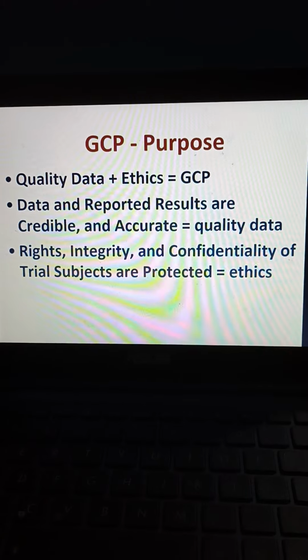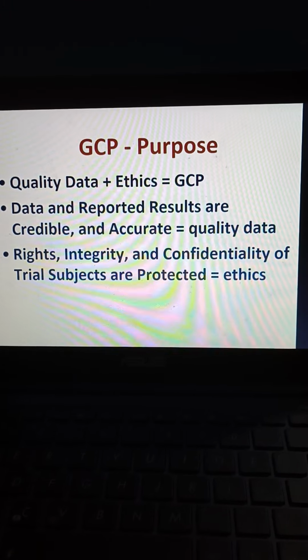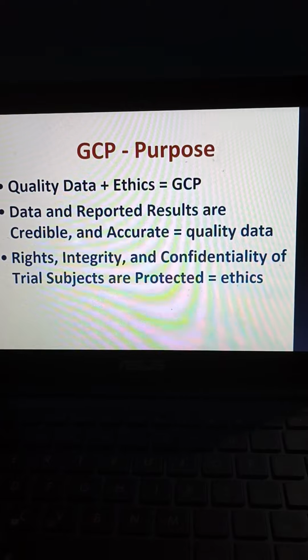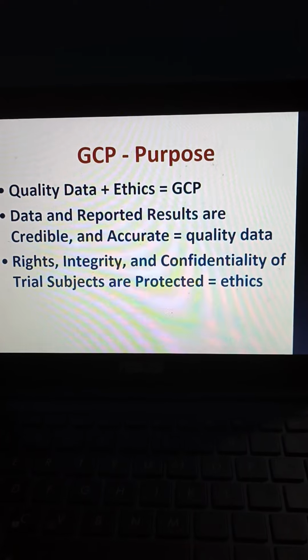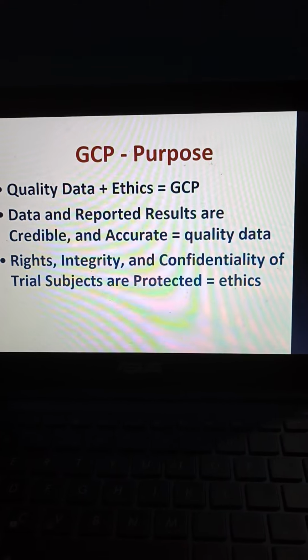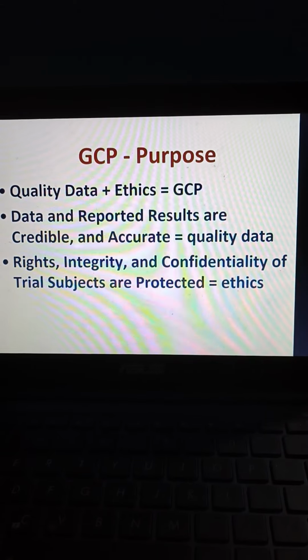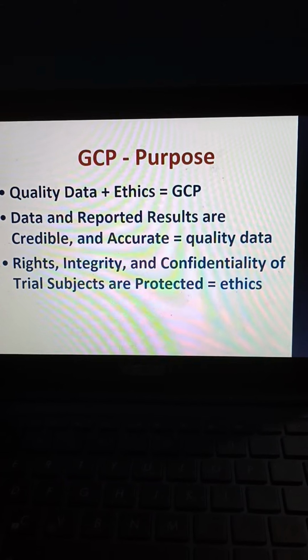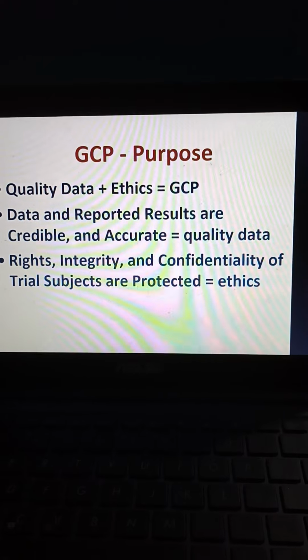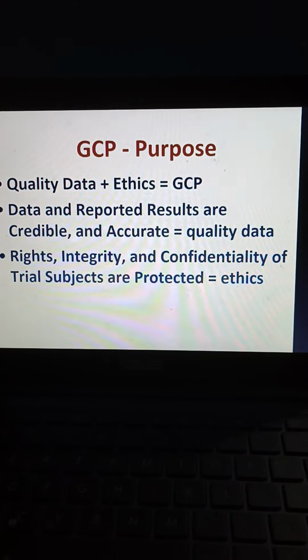GCP purpose: quality data plus ethics is equal to GCP. Data and reported results are credible and accurate, that is equal to quality data. Rights, safety, integrity and confidentiality of trial subjects are protected, that is equal to ethics.